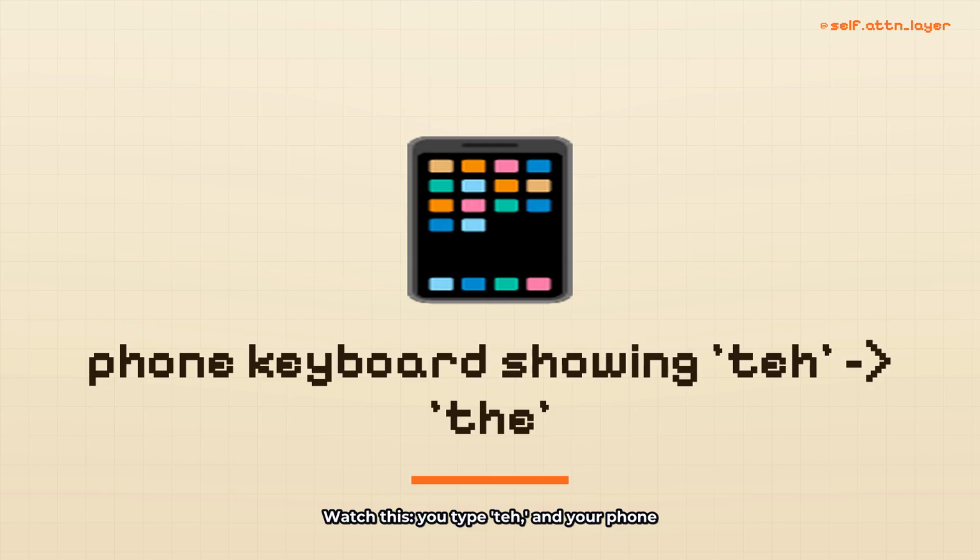Watch this. You type "te" and your phone swaps it to "the" in a flash. But autocorrect didn't peek in a dictionary. It screamed, "What the heck is te?" and still nailed it. How? Because it's a tiny word detective, not a spell-check robot.